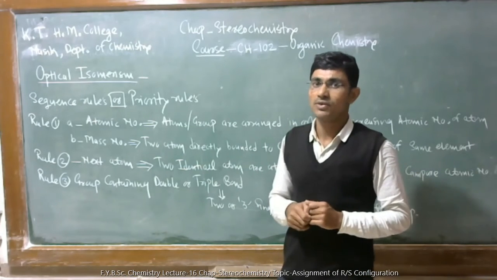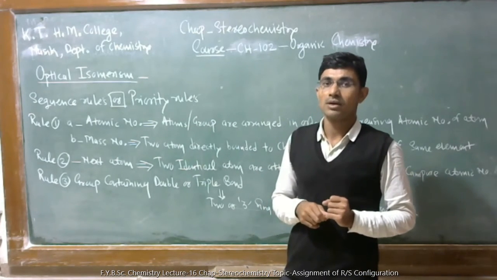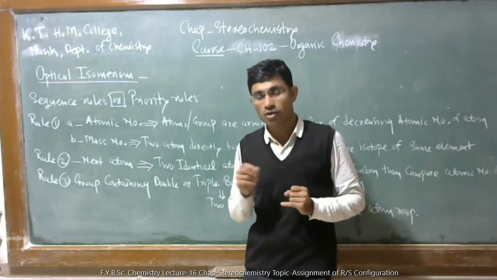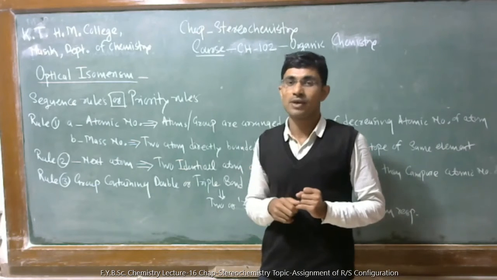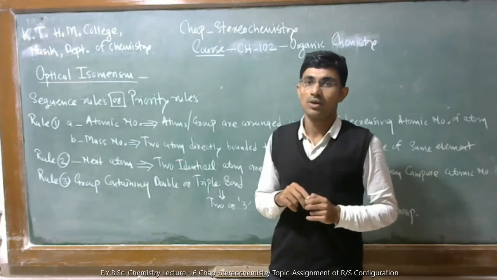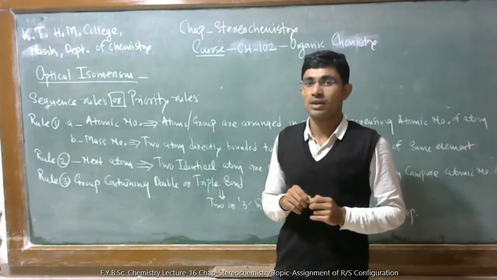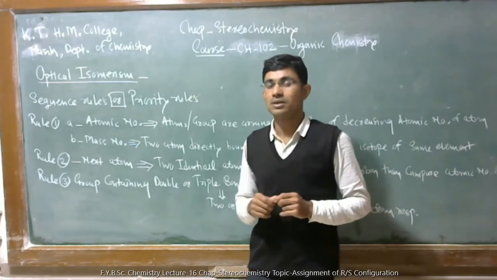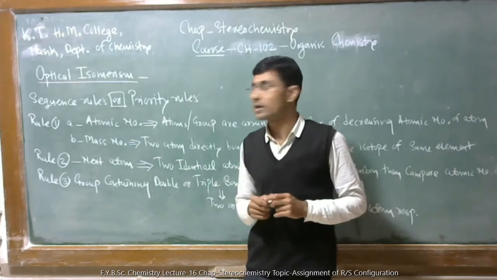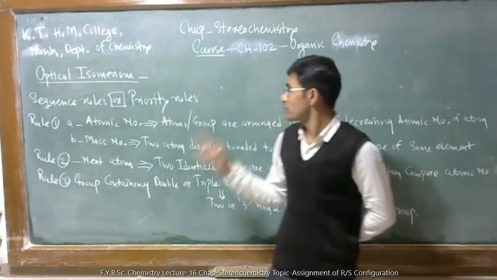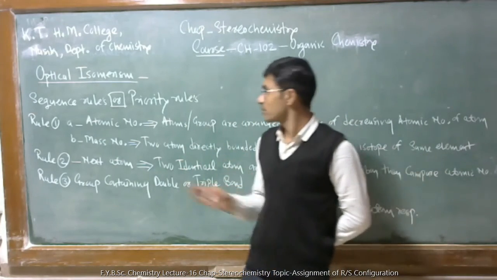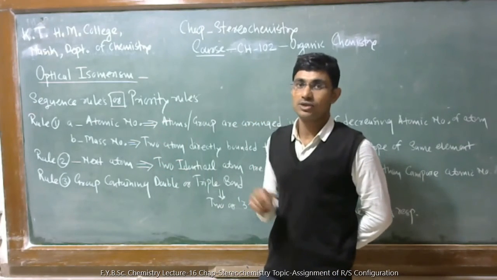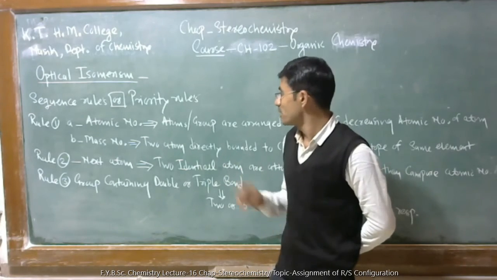In this lecture, we are going to discuss how to assign R and S configuration with examples. Before that, I will revise the priority rules or sequence rules here. Firstly, the sequence rules, or priority rules, that we discussed last time. Rule first says atomic number. So this is rule 1, atomic number.